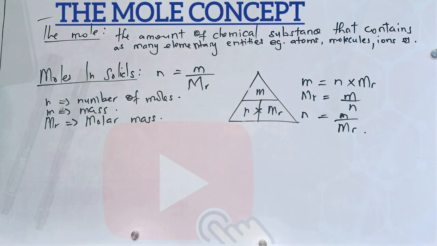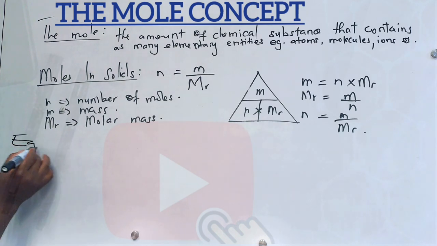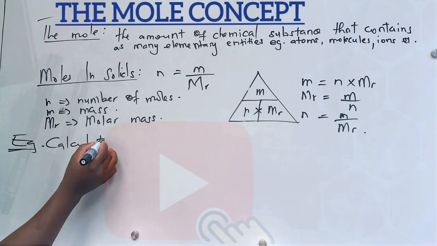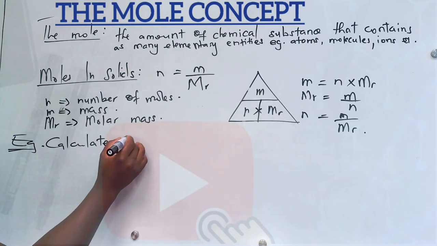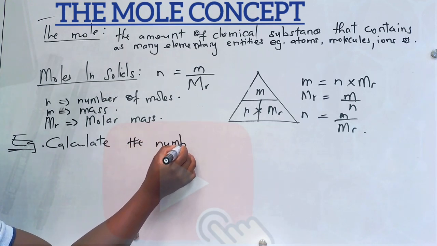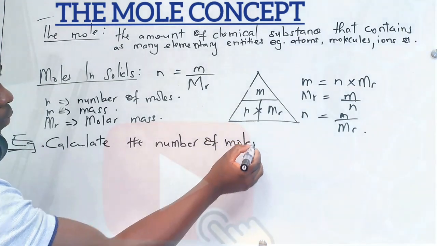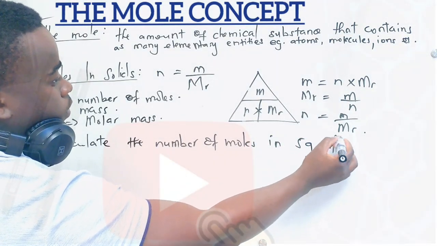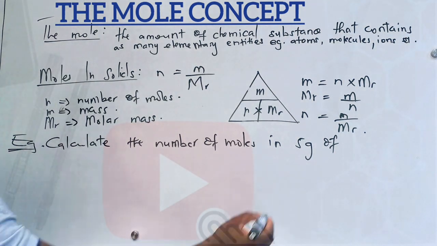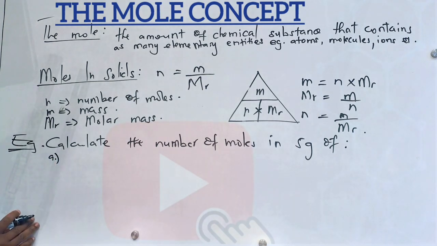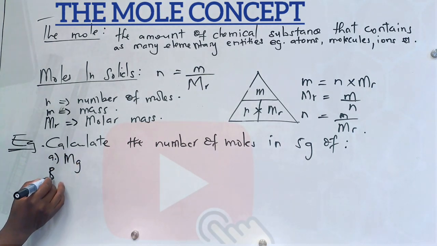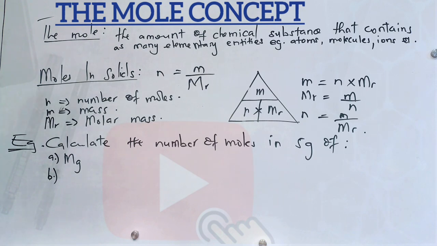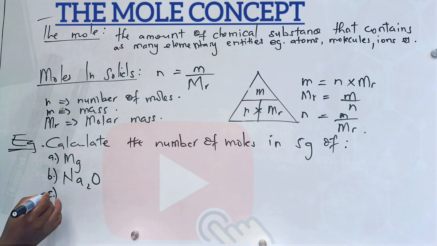So let's have examples of this formula. Example: calculate the number of moles in 5 grams of A, magnesium, B, sodium oxide, C, sodium chloride.